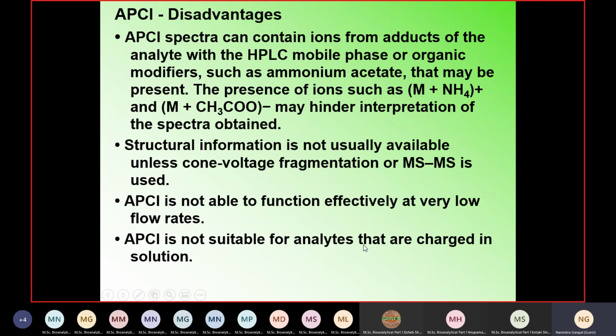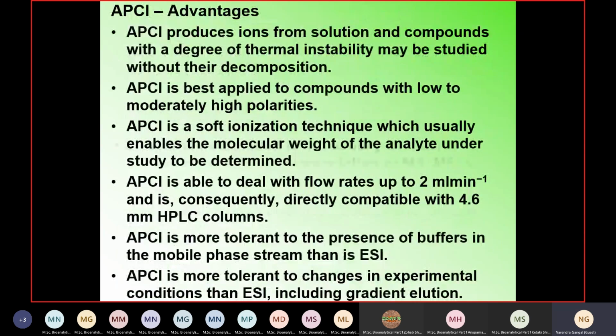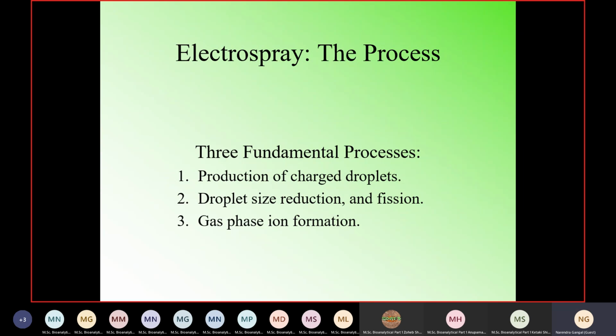And this is not suitable for substances that are already charged in the solution itself, because I do not want charged species in the solvent. I want my solvent molecules to first get charged, and then interact with my compound of interest to form the charged species or ions. So this is about APCI and its advantages and disadvantages. Now one more spray technique is there, that is electrospray. We will stop here and continue next time with electrospray.